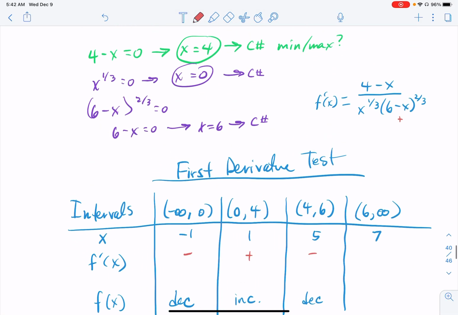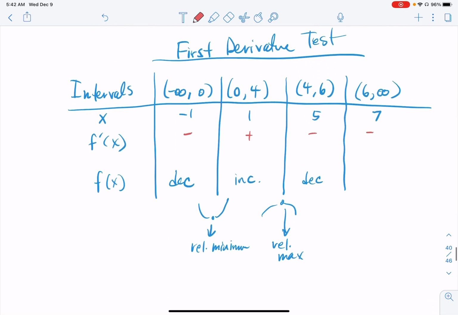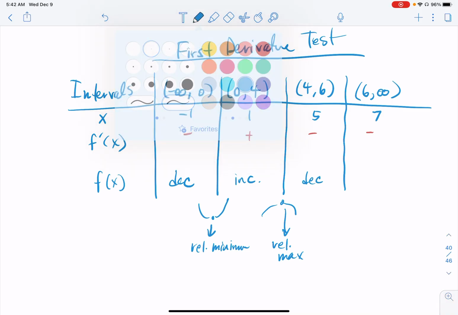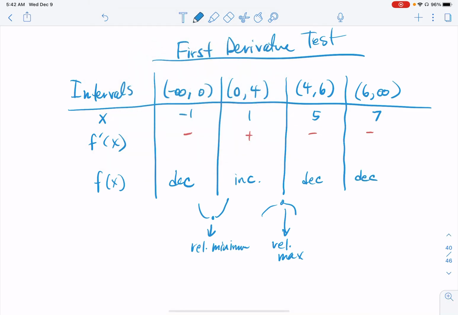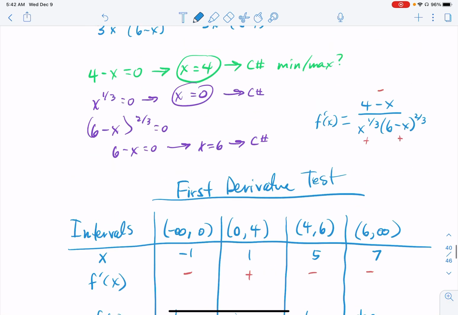And what are we sticking in? 7. So definitely negative here. Positive. Oh, look at that. It's still negative, which means it's still decreasing, and it's neither. Decreasing. Neither. All right, but I'm going to put a little something else together.